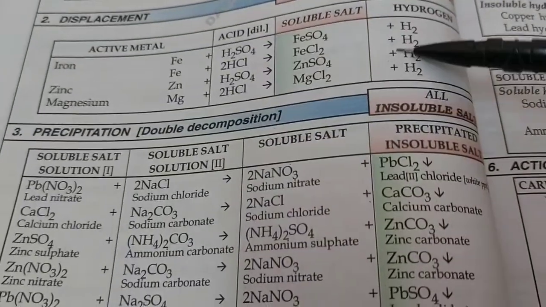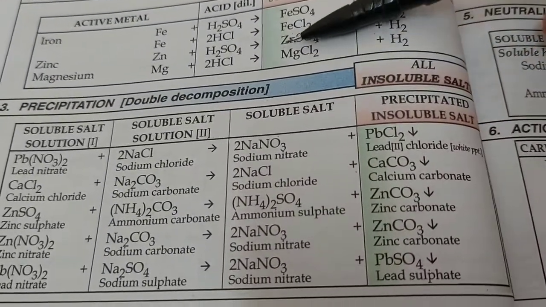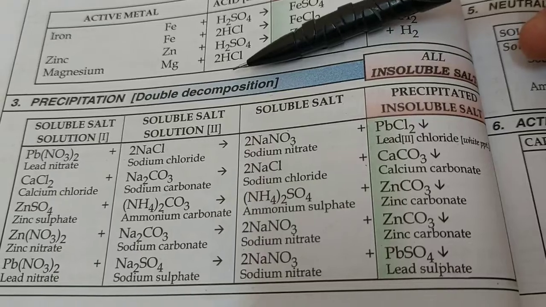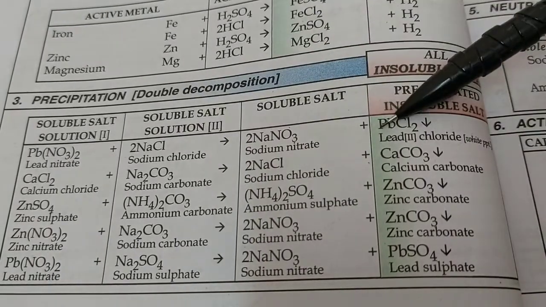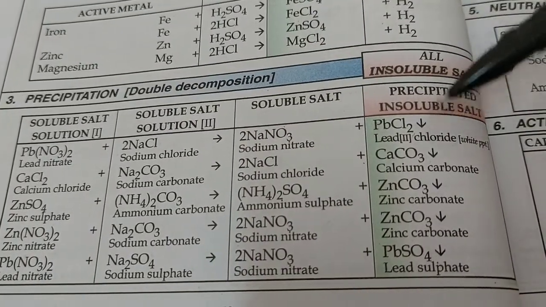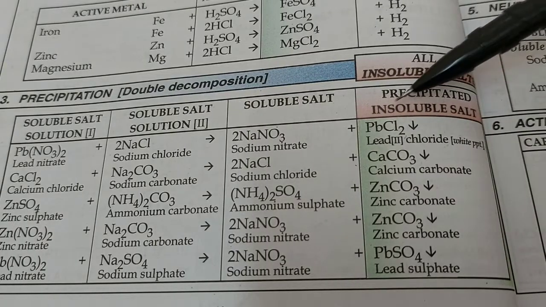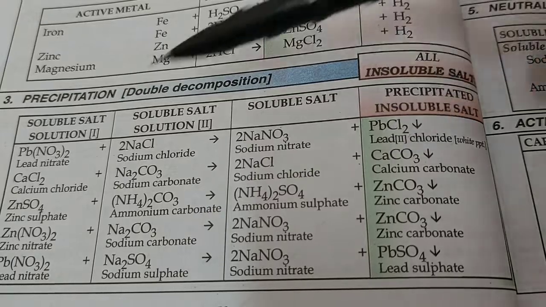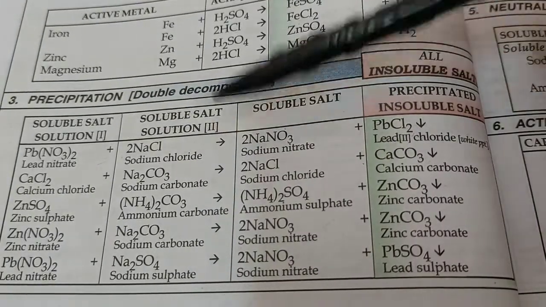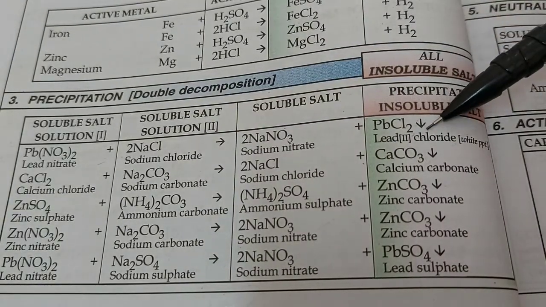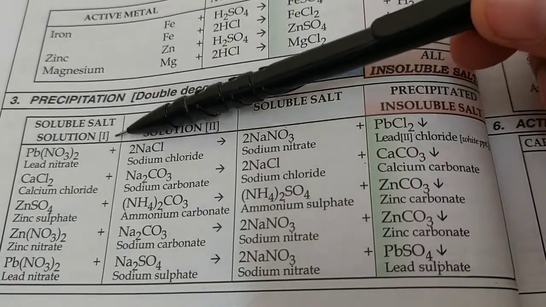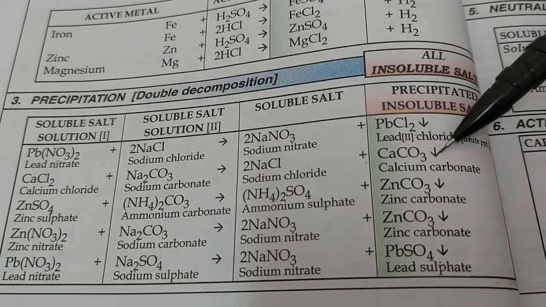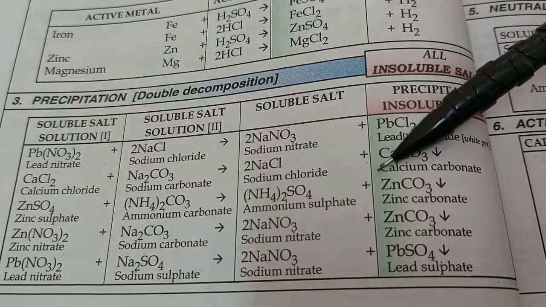Next, precipitation reaction. It's a type of double decomposition reaction where we have two reactants and two products, and one of the products is insoluble, so it's a precipitate. So these are the salts formed by this method. Notice that both the reactants are soluble and one of the products is insoluble. But what if we start with an insoluble reactant and we want another insoluble salt? Then this method won't work.